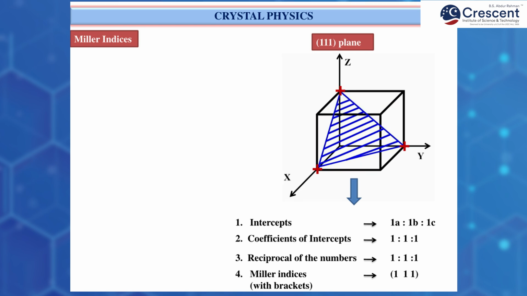Can you see here? This is another example. You see the plane. What is the shape here? Previously, the first one, 1, 0, 0, is a square. 1, 1, 0 is rectangular. It is a two-dimensional representation. Can you see the 1, 1, 1 plane in a cubical structure? The plane cuts x at 1, y at 1 and z at 1. So all the values are 1, 1, 1. These are all the coefficients of the intercepts along the xyz axes. You find the reciprocal of the coefficients, and it again becomes 1, 1, 1. So within the bracket you can represent it, and that gives the 1, 1, 1 plane in a simple cubic structure.